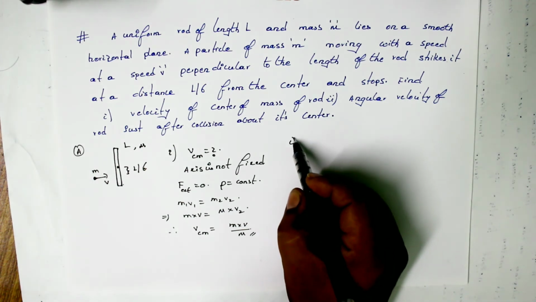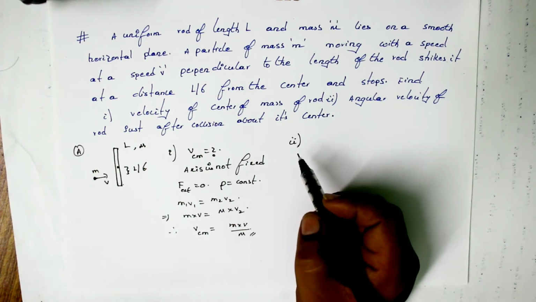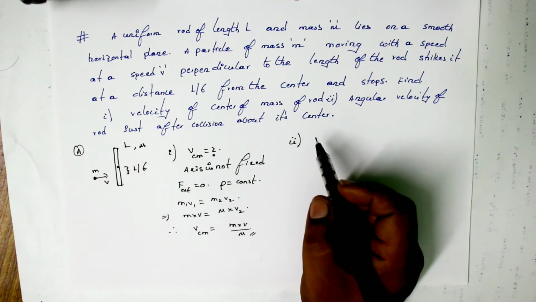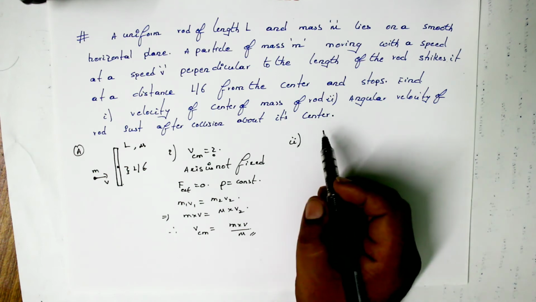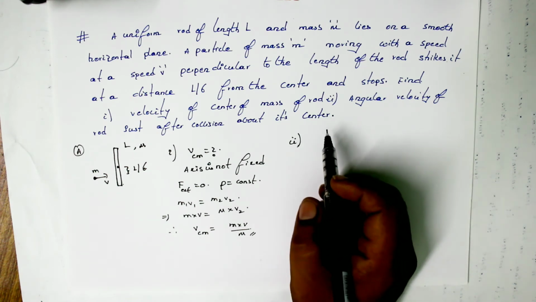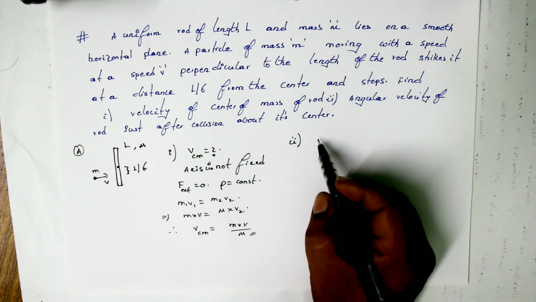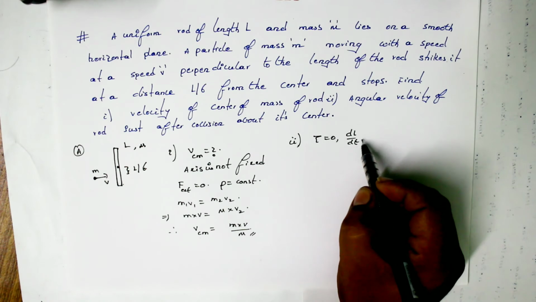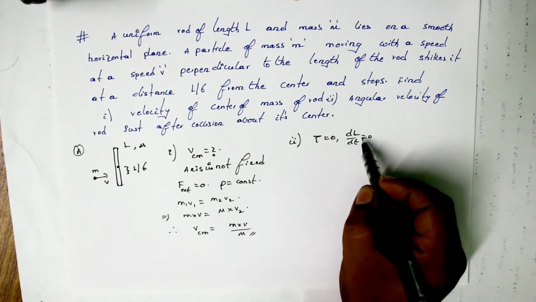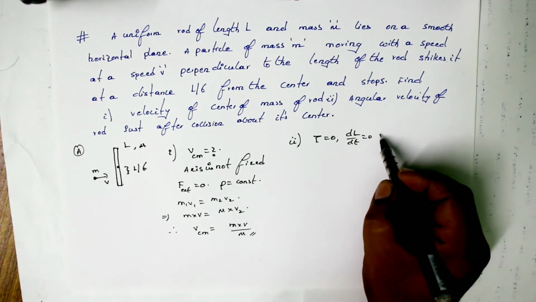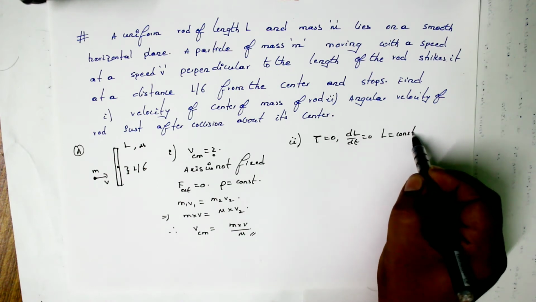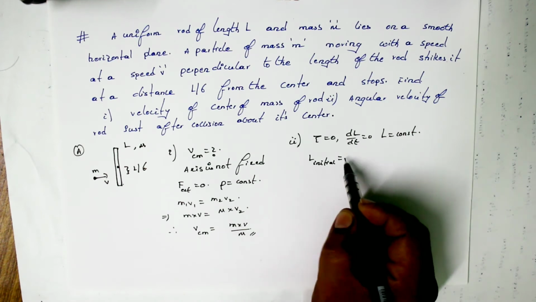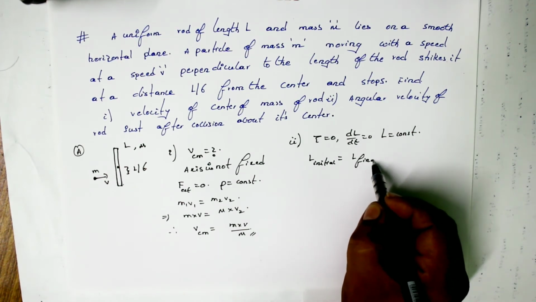Now let us see the second question. What is the angular velocity of the rod after collision about its center? Angular velocity I can very easily find by using the law of conservation of angular momentum, because on this total system the torque acting is 0. If torque acting is 0, then dL by dt is also 0, that is, the differentiation of angular momentum with respect to time is also 0. It means L is a constant. Therefore L initial should be equal to L final.